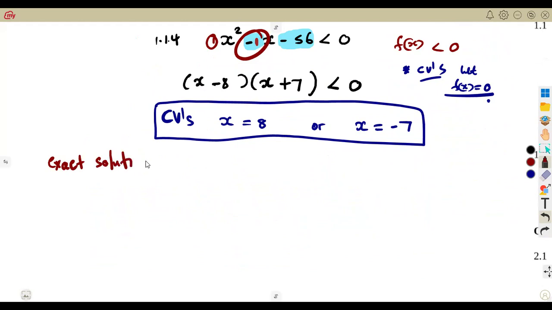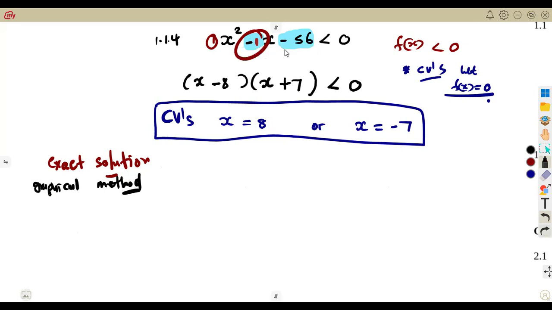To have these exact solutions, we must use any of the given methods. Let's consider just two, the graphical method and the other one. As for the graphical method, as we can see, I was talking about this one representing our f of x, all right?